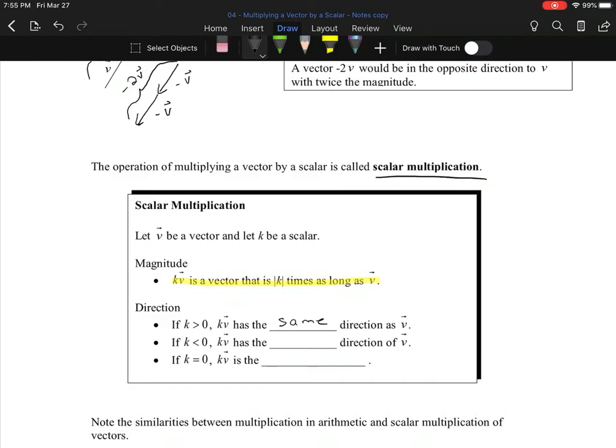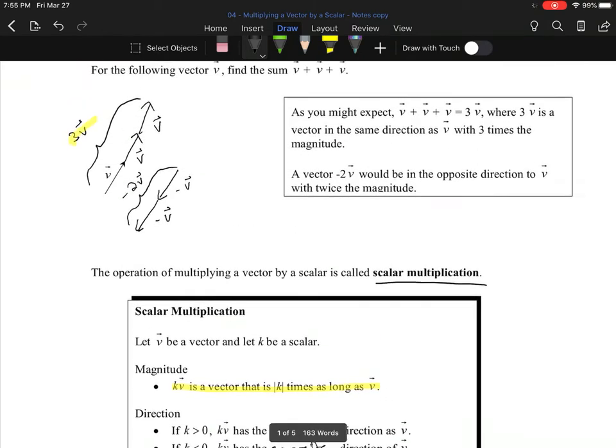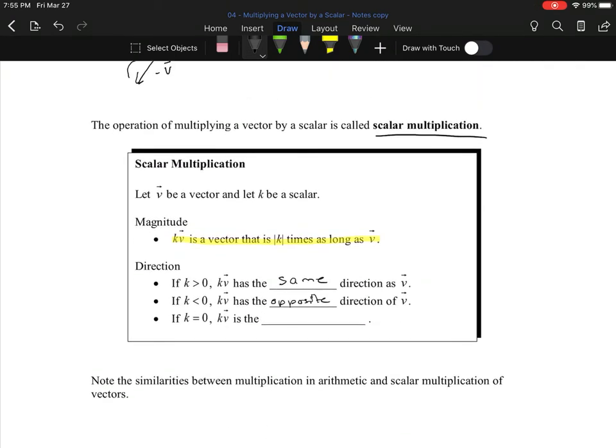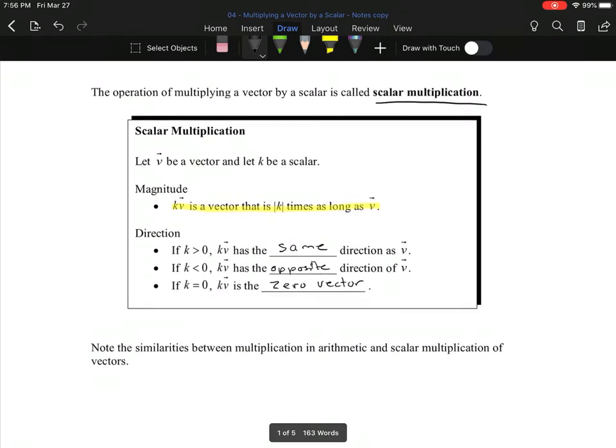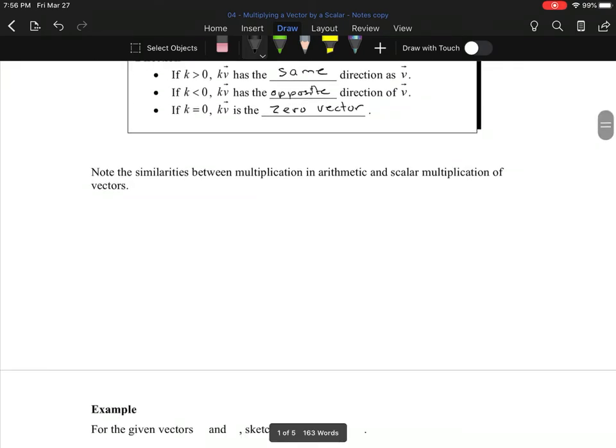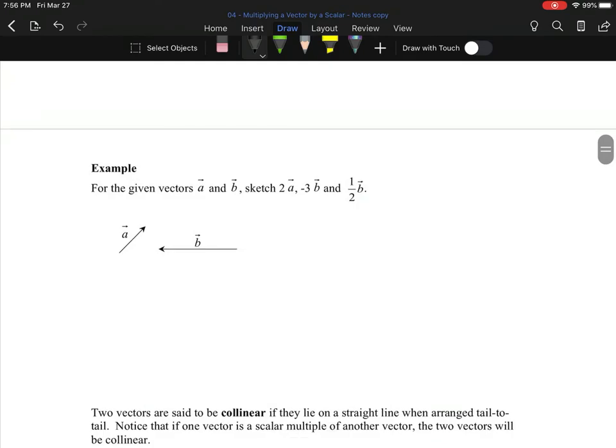Now, if k is less than 0, that means if we get negative k values, then kv will have the opposite direction of v, and that's what we saw in the negative 2v example up here. It went in the opposite direction that v went. And if k equals 0, when we multiply k times v, we get the 0 vector. Which again may seem weird that 0 and the 0 vector are sort of different things here, but you'll get used to it. So note the similarities between multiplication in arithmetic and scalar multiplication of vectors. You're going to see a lot of similarities here. This is going to work pretty nice, scalar multiplication.